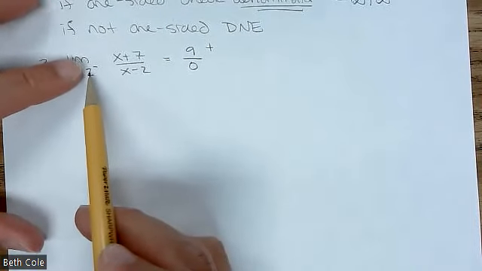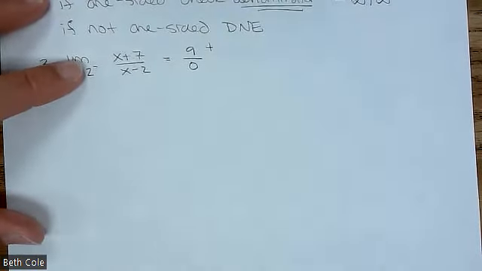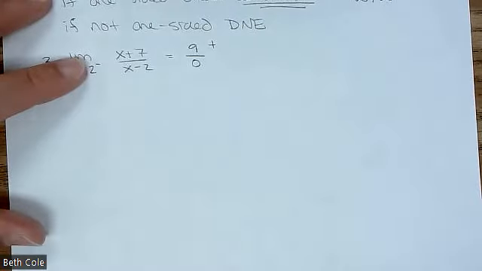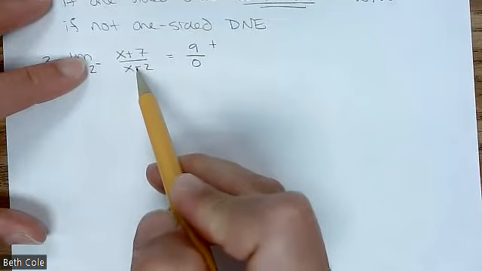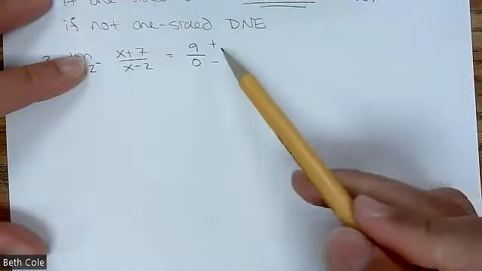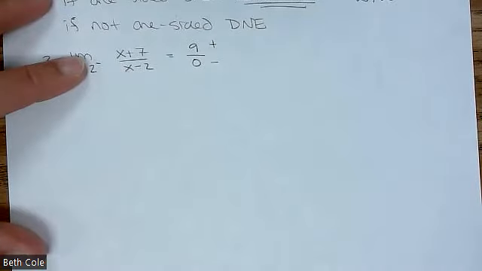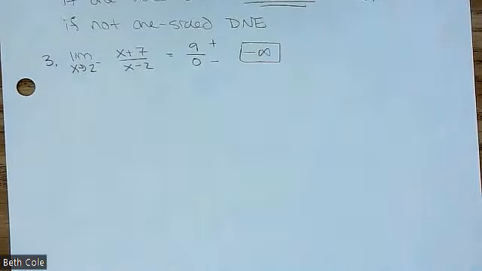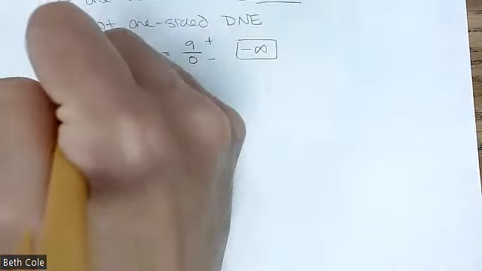Now, here's where you pick a number to the left of 2. So can you give me a number to the left of 2? Very good. 1 minus 2 is negative. So do you see how we got a positive over a negative? So our answer is negative infinity. At that point, it's either going up or down, because if you have a vertical asymptote, it has to go one or the other.